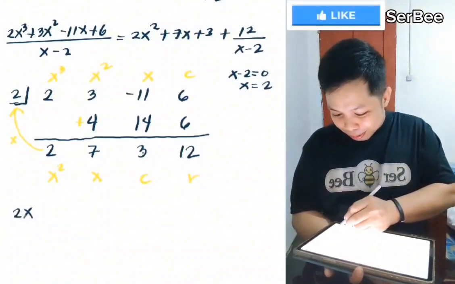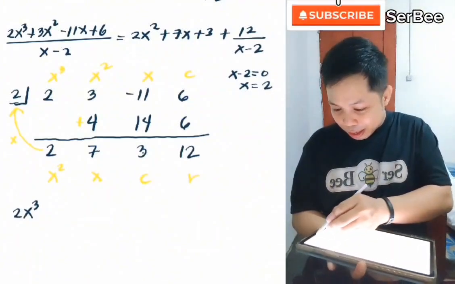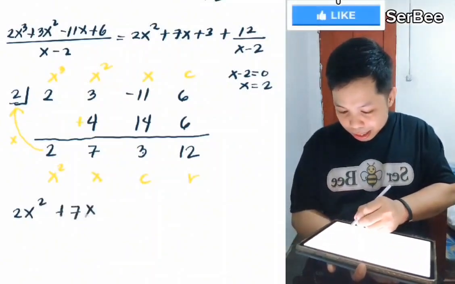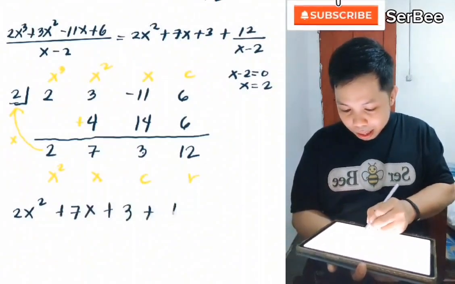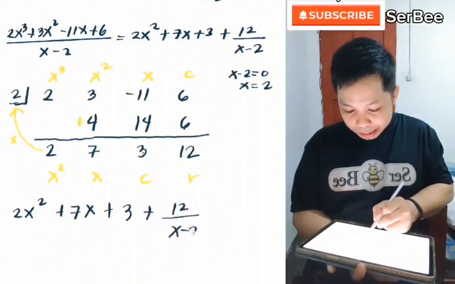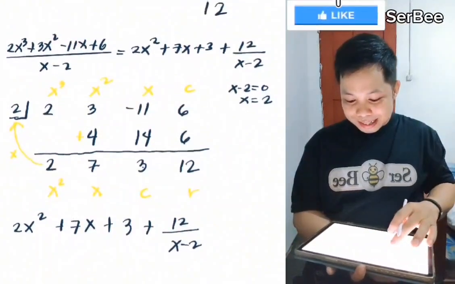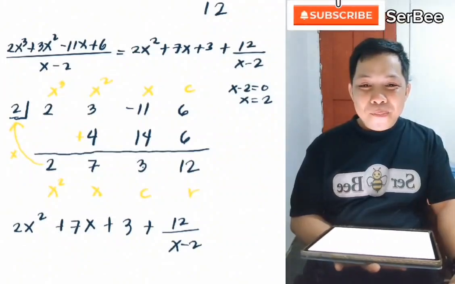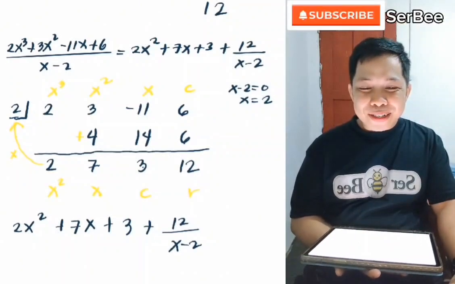Ang sagot po natin ay 2x squared plus 7x plus 3 plus the remainder 12 divided by x minus 2. The same po ba? Yeah. Same ang answer natin. So, I hope natuto tayo dito sa video na to.